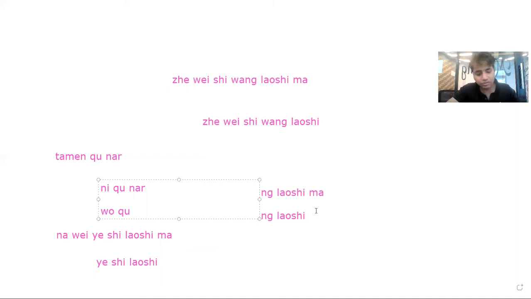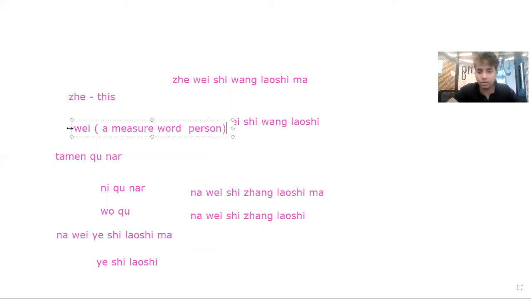Now, let's recap the vocabulary. Che. Literally, the meaning of che is this in Chinese, because the ZH sound is che. Why is a measure word for a person. Shir. Literally, the meaning of shir is to be. Repeat after me. Shir is the MR pattern. Lao shir. Lao shir is a teacher. Is it clear to you?